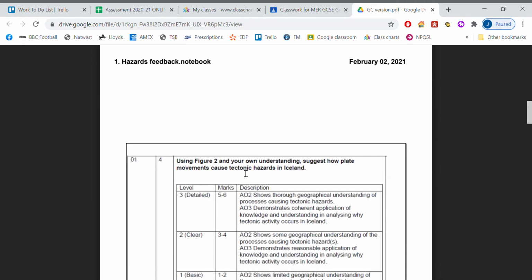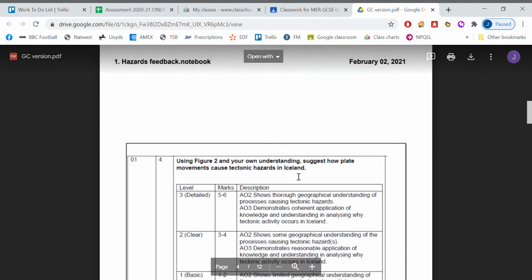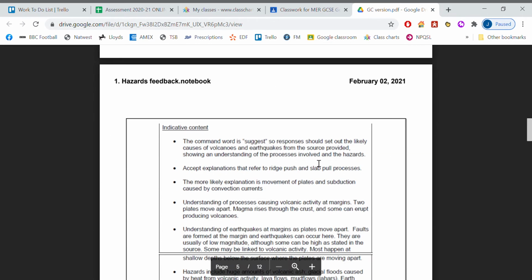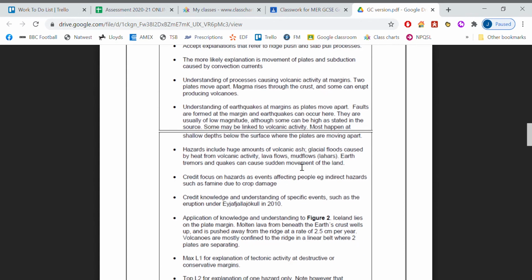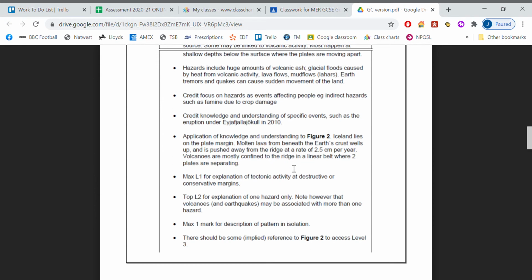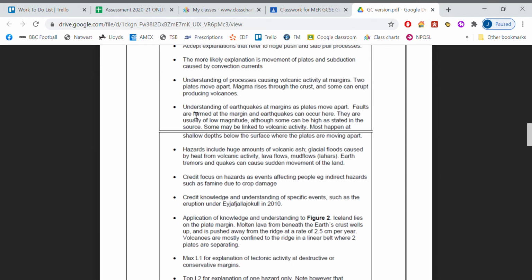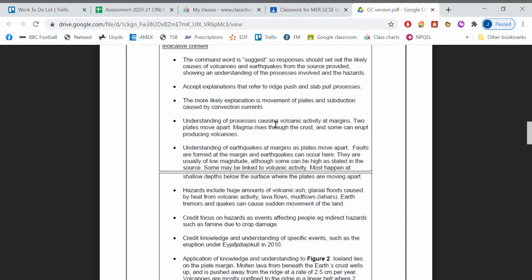Now 1.4 was about how plate movements cause tectonic hazards in Iceland. You had to use figure 2 and your own understanding. Now, to get full marks here, you had to talk about both earthquakes and volcanic eruptions, or talk about a number of volcanic hazards that occur and kind of how they occur. So that's what you needed to get the level 3 marks, 5 to 6 marks. If you need more information, most of it is in this area here. Okay, it tells you how earthquakes happen here. It tells you how volcanic activity happens here.